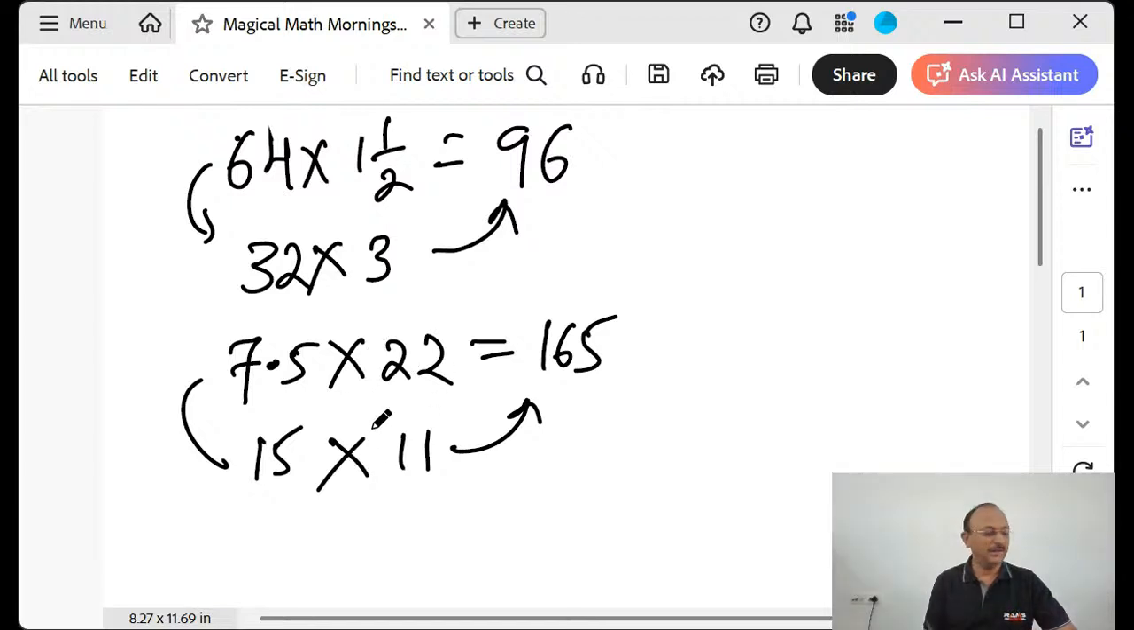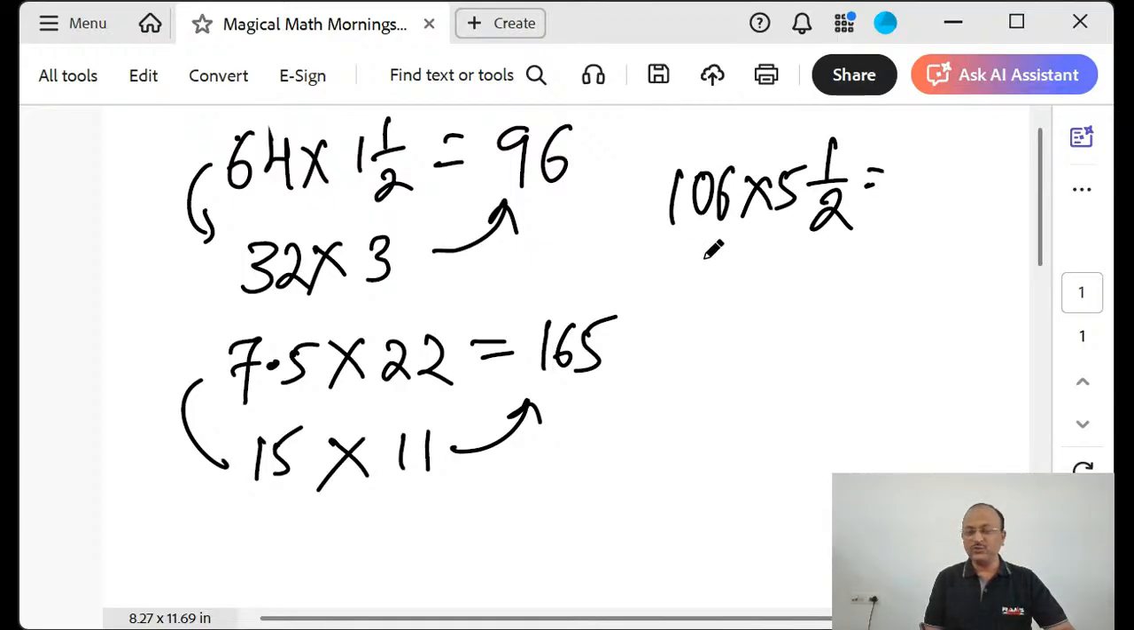Very simple. Let me take a little bigger number. 106 into 5.5. Let's try to do this one in mind. 5.5 double is 11. 106 half is 53. 53 into 11, 583. So I think you people got the trick now.